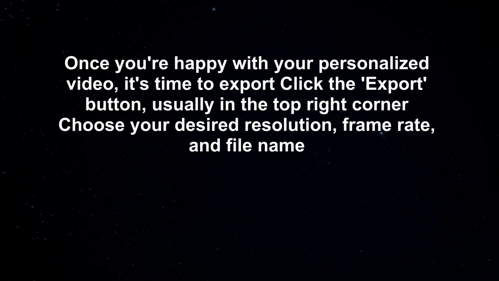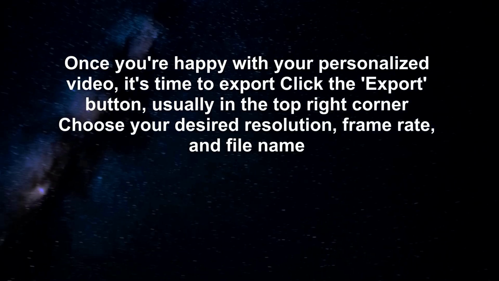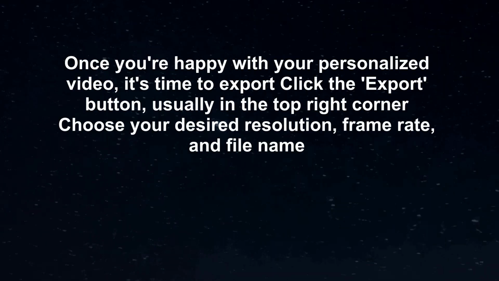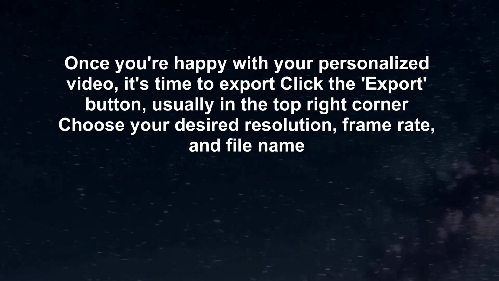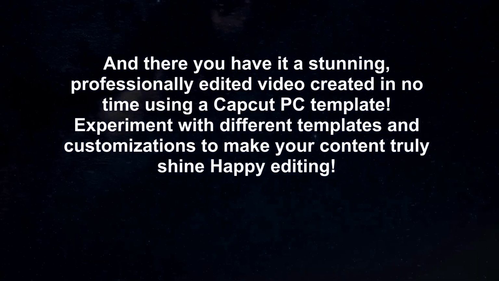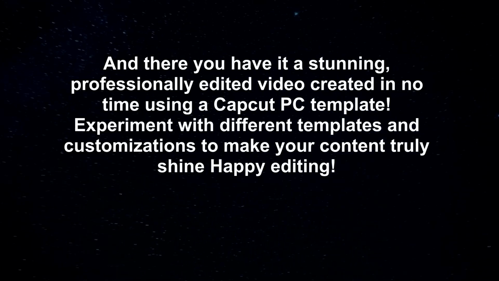Once you're happy with your personalized video, it's time to export. Click the Export button. Usually in the top right corner, choose your desired resolution, frame rate, and file name. And there you have it, a stunning, professionally edited video created in no time using a Capcut PC template.